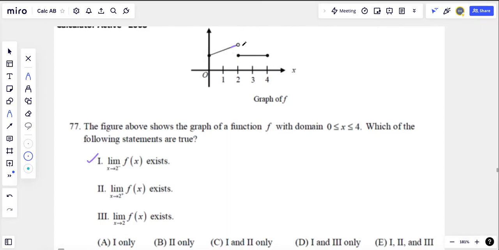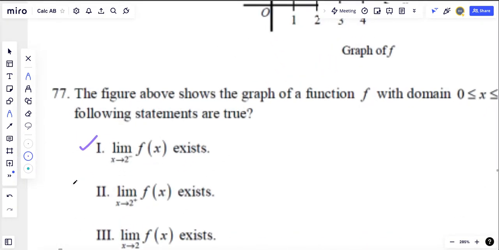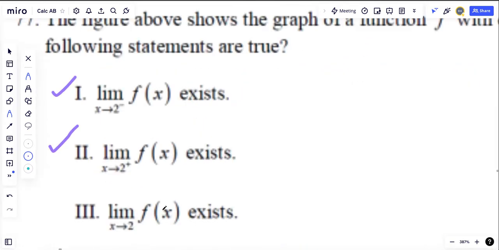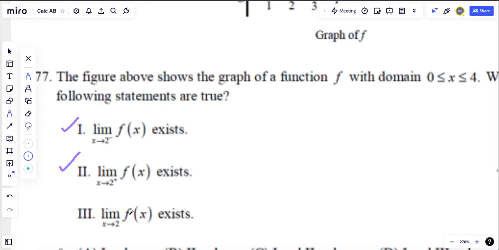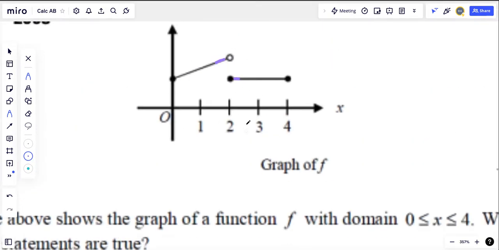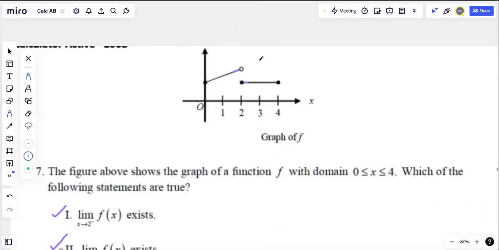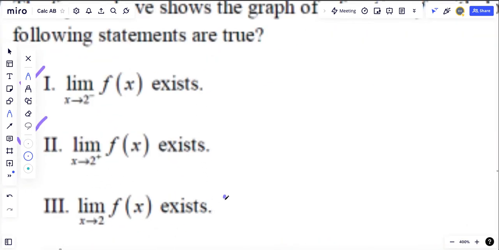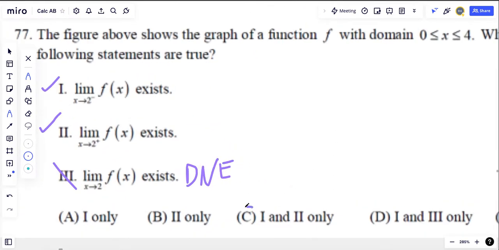2 from the right means it's this thing here. It's approaching this y value. This y value also exists. So this is true. Now the problem here is when it says limit as x goes to 2 exists. For this to be true, these two have to match. So now if we look back at here, these two are different y values. So therefore the limit does not exist. So because it's D and E, this is not true. So it's just 1 and 2. So it's C.